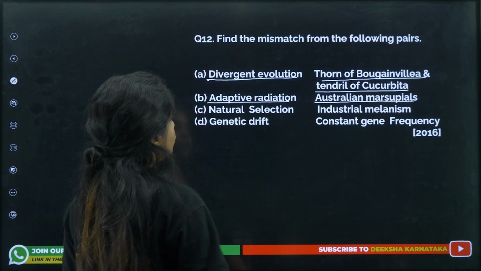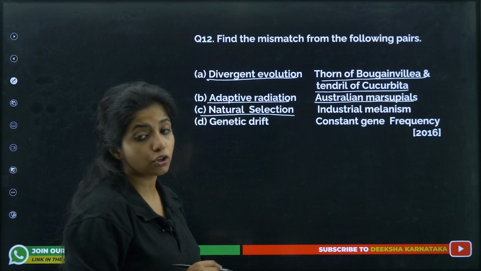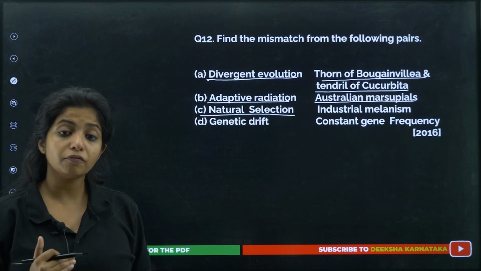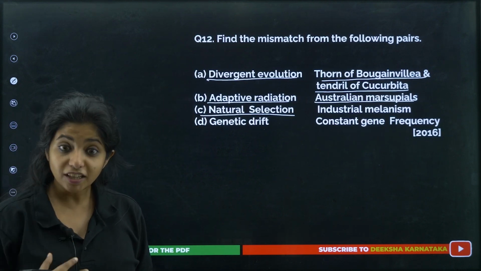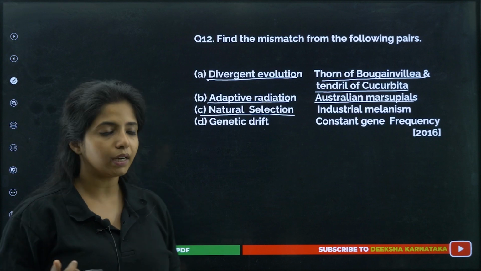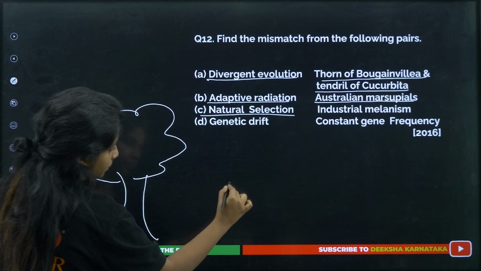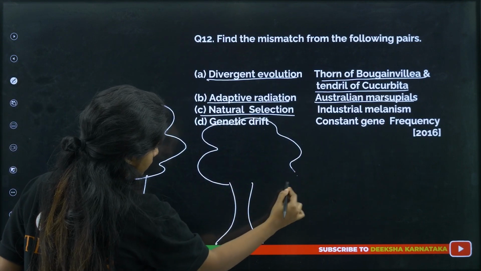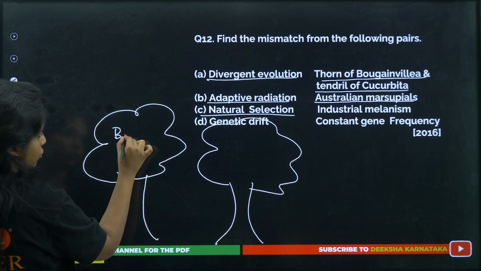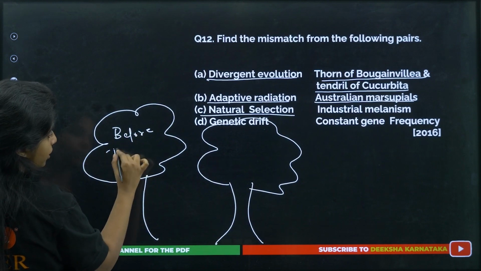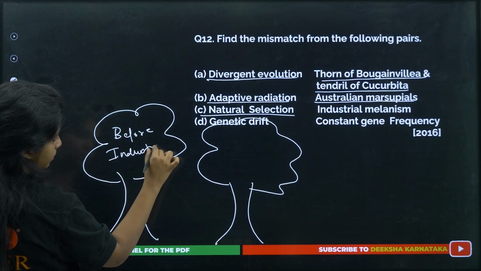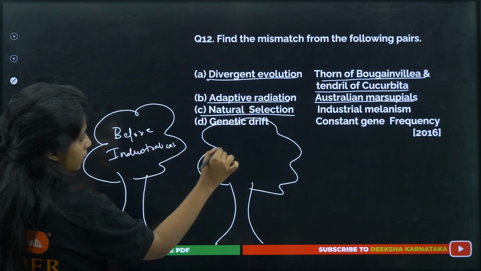Okay. Now you have natural selection. What do you mean by natural selection, my dear children? The nature itself is selecting something. What do you mean by that? I will give you an example. So there were two examples. This is the plant. This is another plant. This is before industrialization, before industries and everything were being made. This is after.